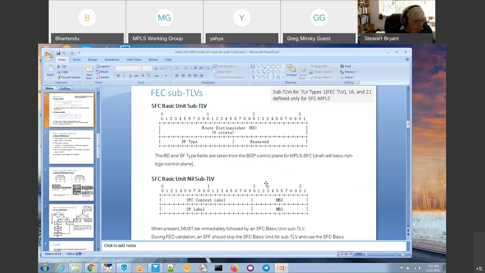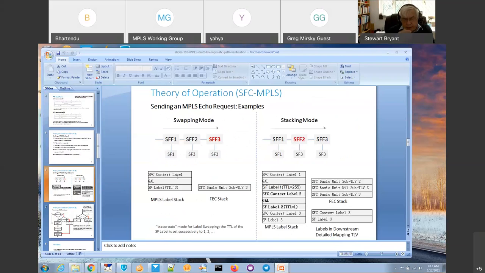So we looked at MPLS, and the GAL was introduced as the indication of ACH following the MPLS label stack. And in ACH, the active OAM packets can be encapsulated. So that was our proposal, to signal to the SFF by inserting the GAL label into the basic unit. Here is a depiction of how the basic unit OAM payload will look. And it will be in a swapping mode or stacking mode.